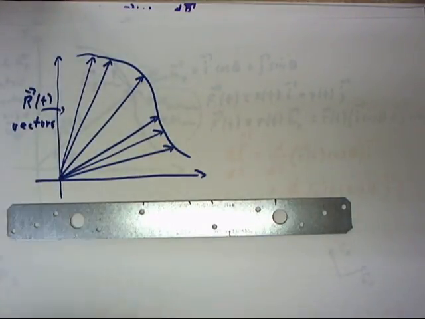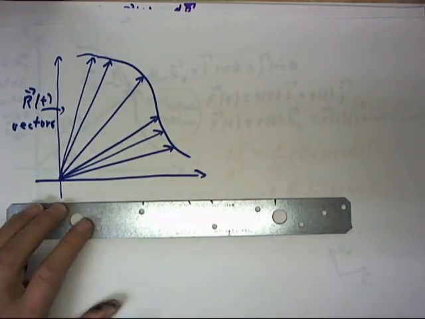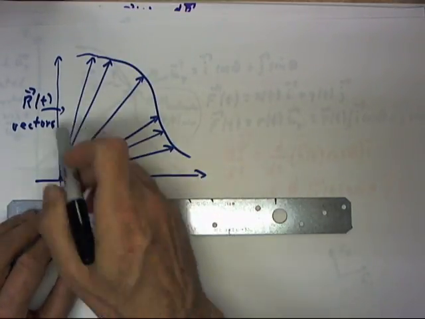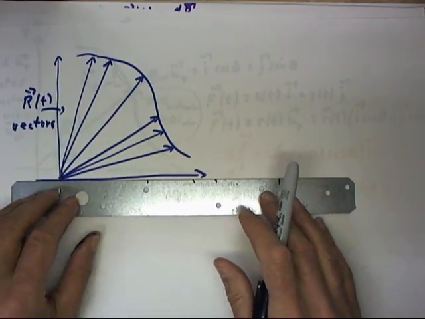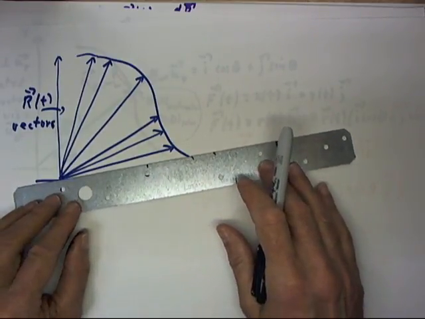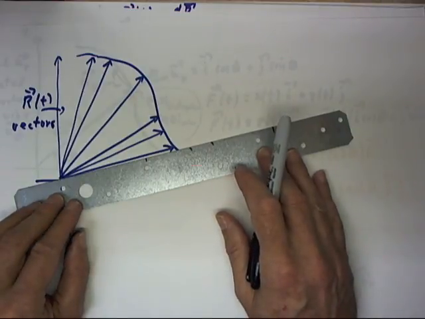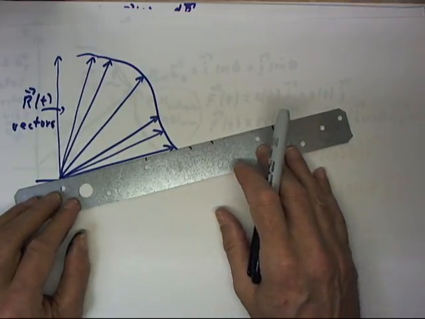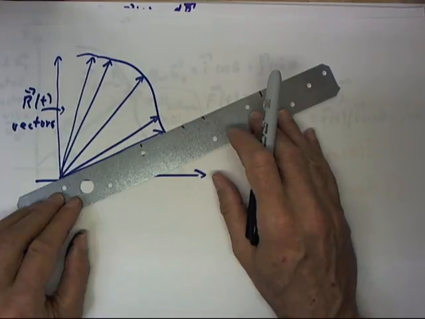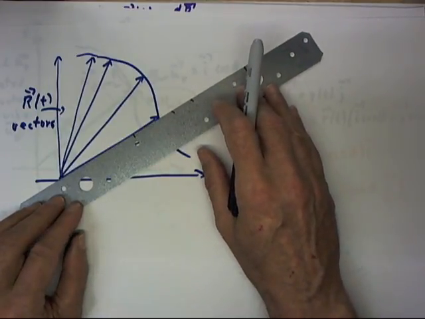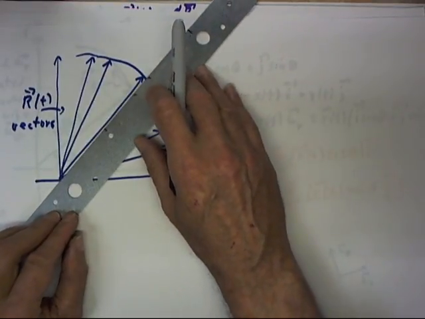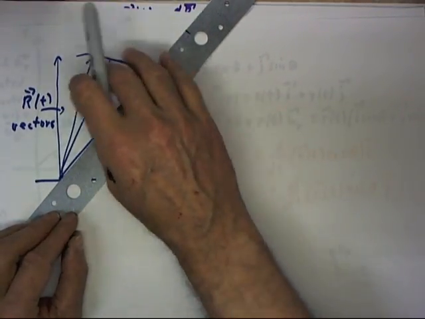Here's a set of coordinate axes with about 6 vectors indicating a curve. If these are r of t vectors for equal times t, then our initial r of t vector might be here. After some time interval, we could be here. After another equal time interval, we might be here. After another equal time interval, we might be out here, and so forth.